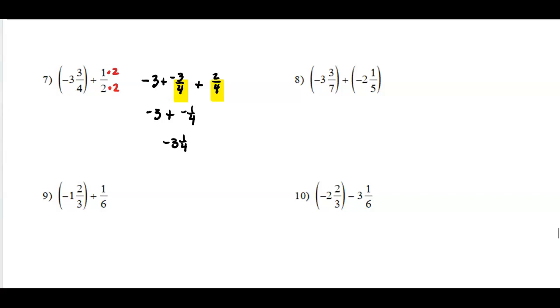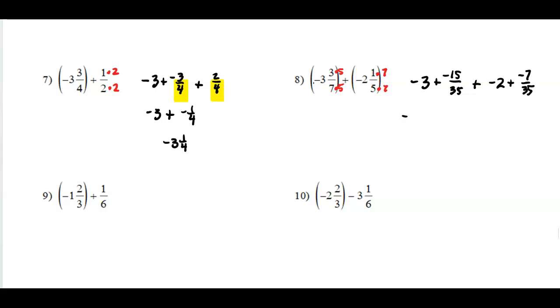Let's take a look at number 8. 7 and 5. The only thing I can multiply them both by would be each other to get common denominators. So times 5 on that side and times 7 on this side. I now get negative 3 plus negative 15 over 35. Remember, if the whole number is negative, the fraction is negative. Plus negative 2 plus negative 7 over 35. A lot to keep track of here.